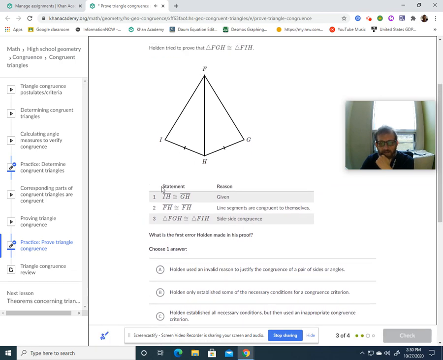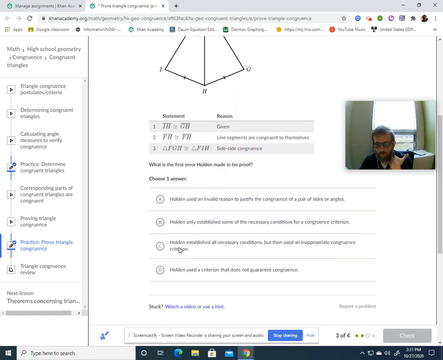All right, here we go again. IH is congruent to GH, that's given to us. FH is congruent to itself, that's obviously true. And then triangle FGH is congruent to triangle FIH because of side-side congruence. There's no such thing as side-side congruence. You could do side-side-side, you can do side-angle-side. If you have two sides, you need either an angle or another side.